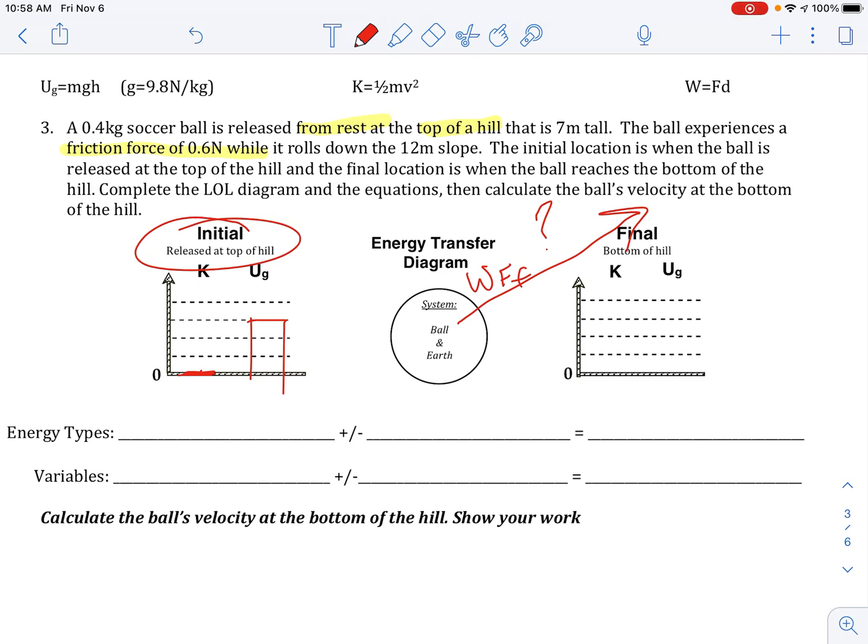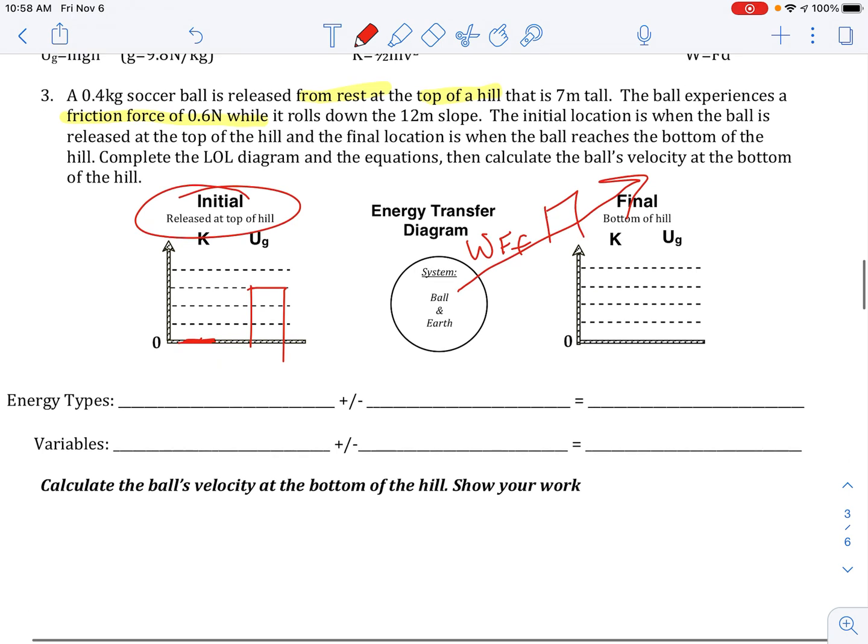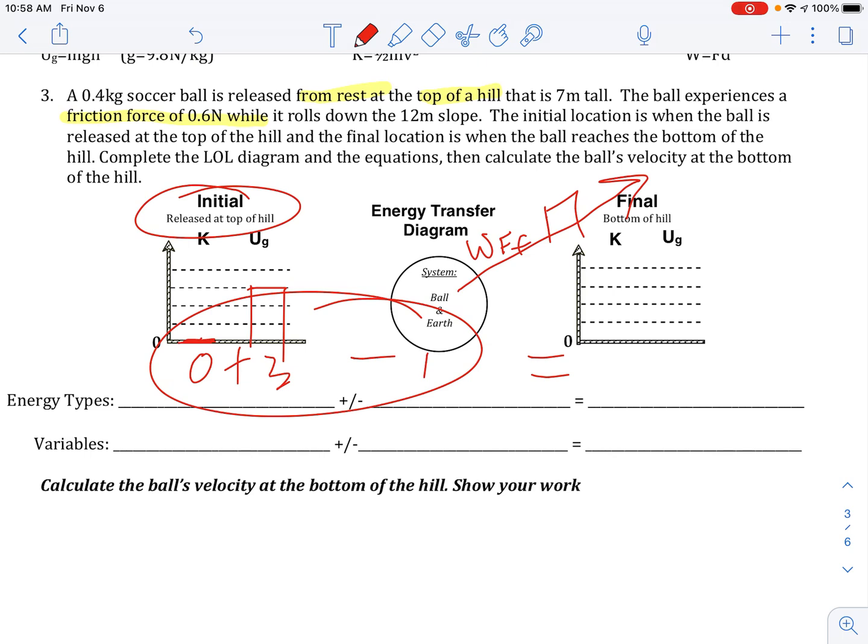The initial location is when the ball is released at the top of the hill, and the final location is when the ball reaches the bottom of the hill. Well, at the bottom of the hill, the ball is still moving, so there's definitely some kinetic energy. So we do not want this work of friction to take all the energy out, just some of it, so maybe 1 unit. So let's see how much is left. We got 0 plus 3 minus 1 equals 2 units of energy. We know at the bottom of the hill, our height is 0, so there's no UG. So that means the kinetic energy must be 2, like this, okay?